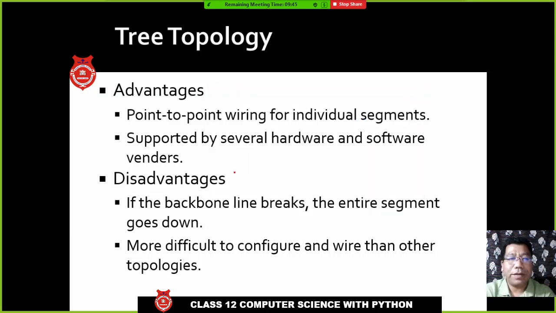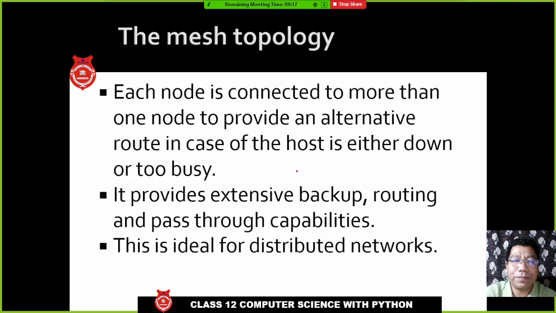But anyway, we almost finished about the topology. So point-to-point wiring for individual segments is also possible, supported by several hardware and software vendors. Okay, if the backbone line breaks, the entire segment goes down. It is more difficult to configure as compared to other topologies. These are the advantages and disadvantages of tree topology.